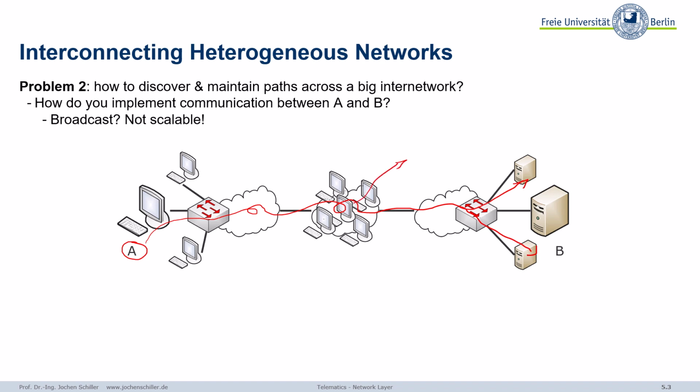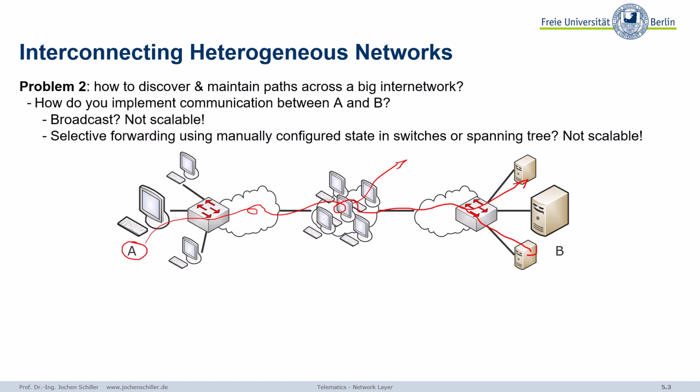Broadcasting, as I said, is not scalable. Absolutely not. We have millions of hosts. So maybe setting up a state in all those switches to set up a certain path, or we do something like the spanning tree protocol, absolutely not scalable. And it is not efficient to have a worldwide spanning tree. This is why we have a closer look into routing and forwarding.